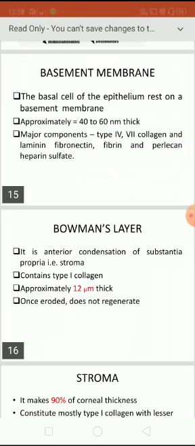Now the second most important layer is Bowman's layer. It is the anterior condensation of the substantia propria, that is, the stroma. It contains type 1 collagen. It is approximately 12 micrometers in thickness. Once eroded, it does not regenerate, so it is not a true basement membrane.